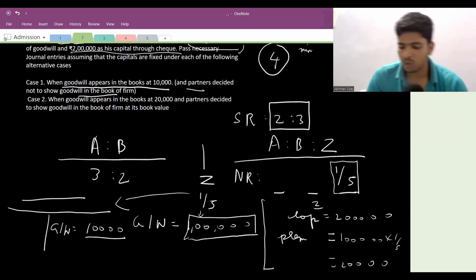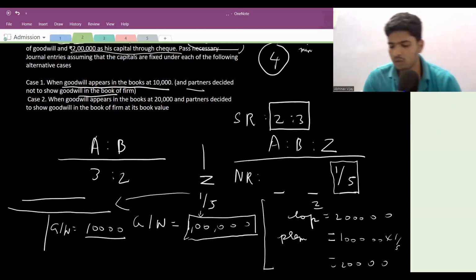So, when we add everything, it's 2,25,000. Now, this part is done. Now, how do we find which is what? Simple. The self-generated value of goodwill as on the date of admission is 1 lakh. 1/4 is the share of D. So, is premium of goodwill, how much will it be? 1 lakh into 1/4.